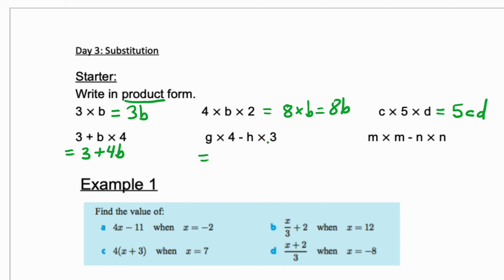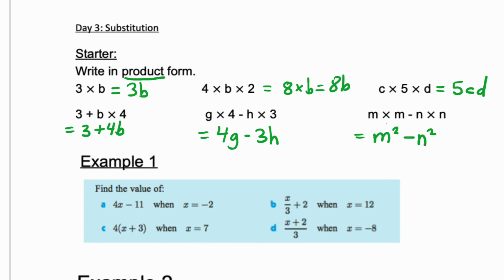And the next example, we got 2 multiplication signs. So here we have 4g, and here we have 3h. Okay, in the next example, we've got m times m. M times m, well, that's a number times itself, so you can write that as m squared minus n squared.